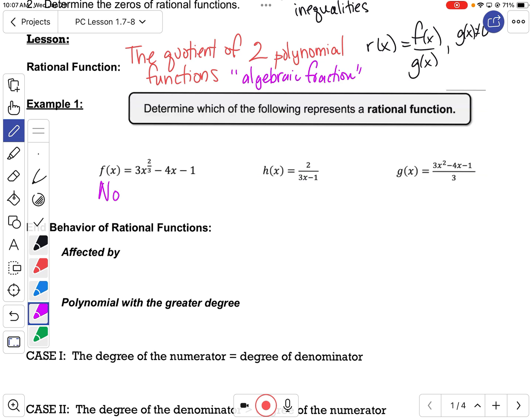Yeah, that one is. That one actually is. People will say, well, 2 doesn't have an x with it. But our denominator is definitely a polynomial function, and 2 could be considered a polynomial function. Now, that being the case, look at g of x. What do you think on g of x? Is it a rational function? Is it an algebraic fraction?